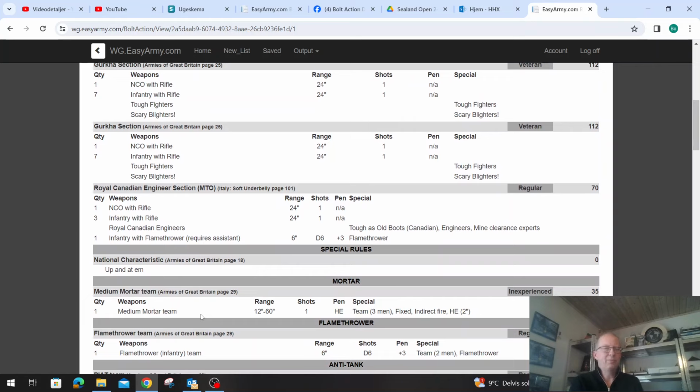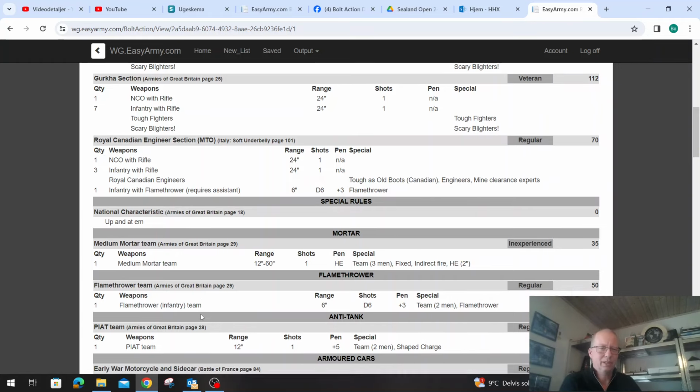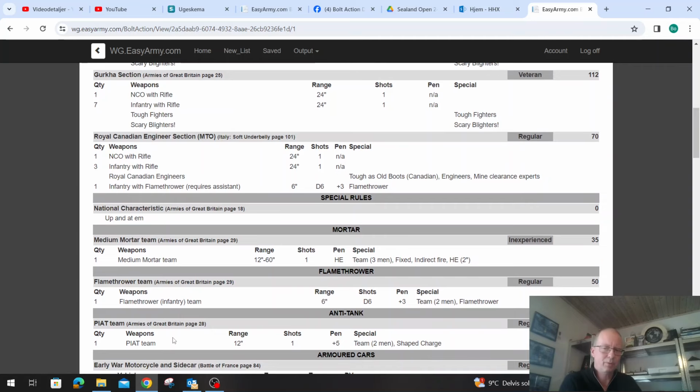A medium mortar, because sometimes you just have to dig out that one howitzer, right? So that's what that is there for. Flamethrower team, because it's really nice to have an extra threat. So double flamethrowers is really nice to be able to throw against. I don't use a lot of anti-tank weapons, so yeah, an extra flamethrower. But I did find the points for a Piat team as well. These are both regular.